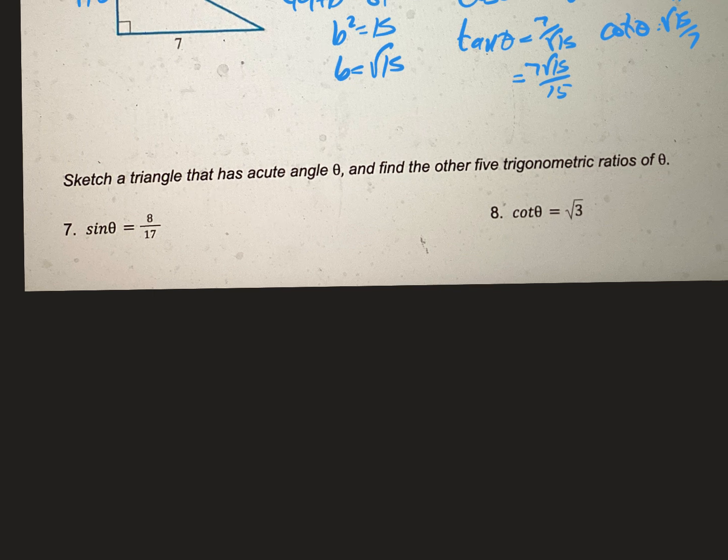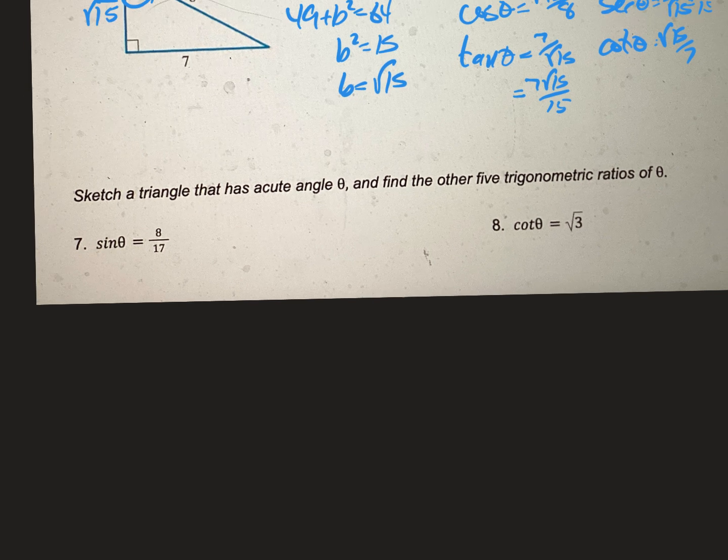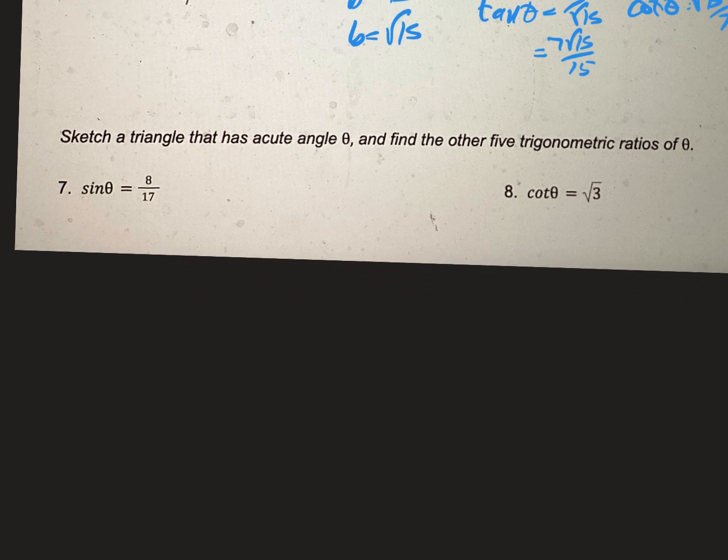Sketch a triangle that has acute angle theta, and find the other 5 trig ratios of theta. Okay, so I'm going to draw the triangle first. It's all about where you put your theta, remember. So I'm going to put my theta down here this time.